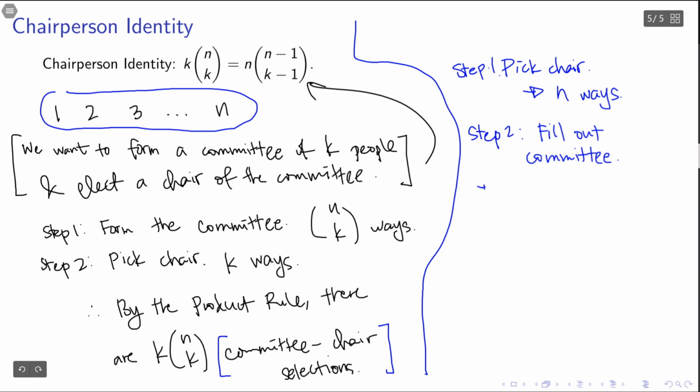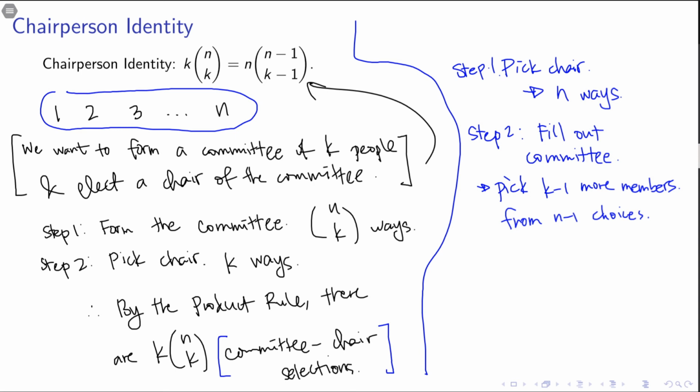So we want to fill out the rest of the committee. Well, how many spots left to fill? We need to pick k minus 1 more members, because we already have 1, which is the chair. So k minus 1 more members from n minus 1 choices. Again, you already have a chair, so now you have only n minus 1 people to pick from. And there are n minus 1 choose k minus 1 ways.